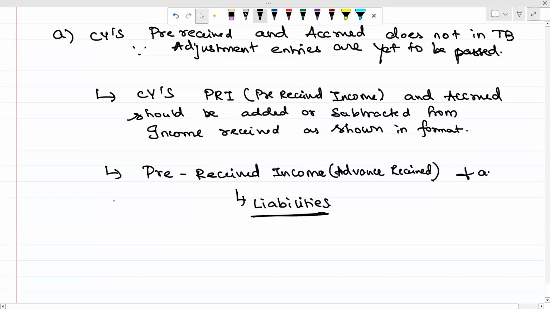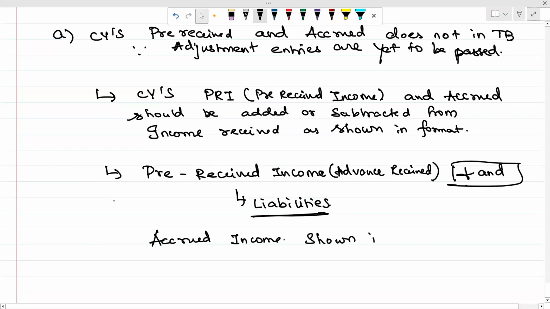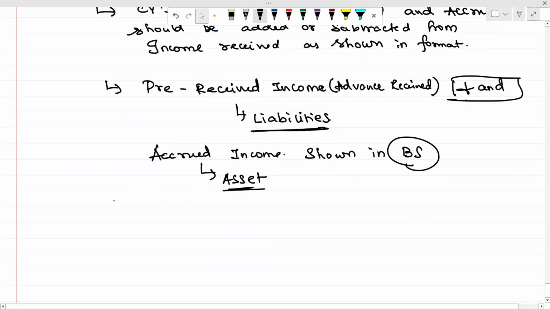And accrued income. Both should be shown in the balance sheet. What is accrued income? Income which I need to receive. I have the authority towards my money, so that becomes my asset. Okay. Next, B point.